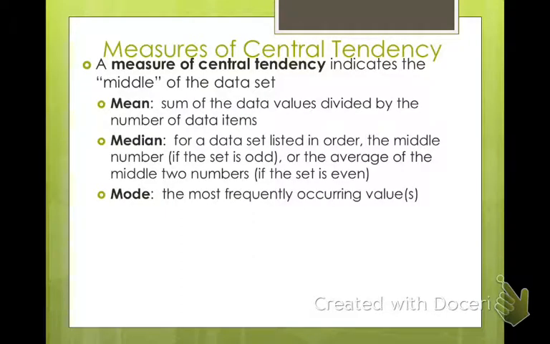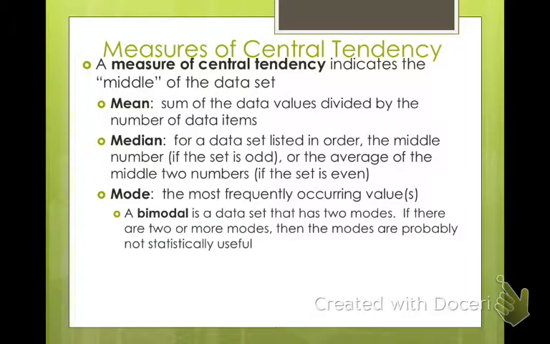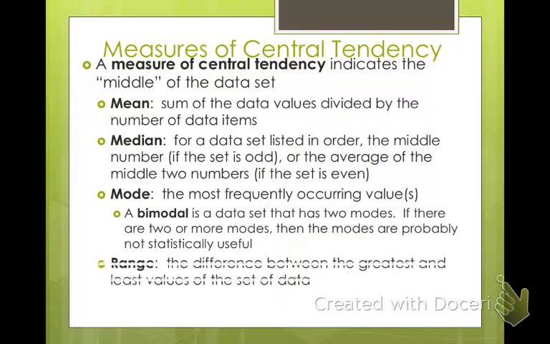The mode is the one that happens the most often or the most frequently. If you have two modes, this is called bimodal. It just means you have two 2's and two 6's, so they're both the mode. And then we also have the range. The range is the difference between the largest number and the smallest number. You just find those two and subtract them, and that gives you the range.